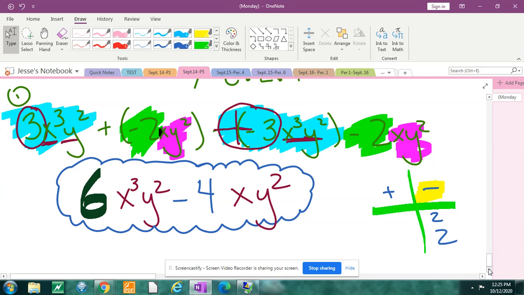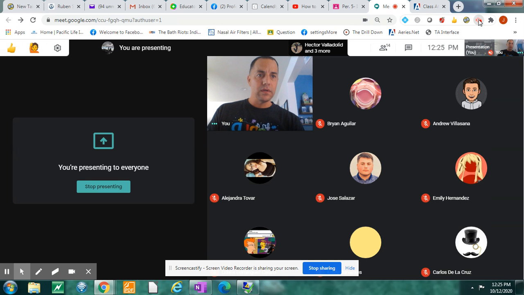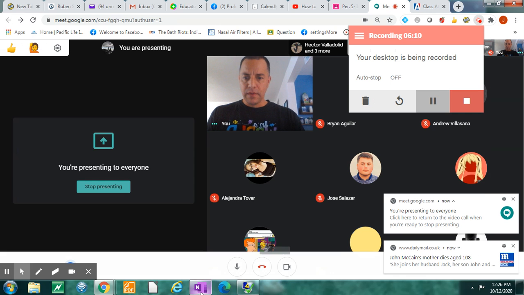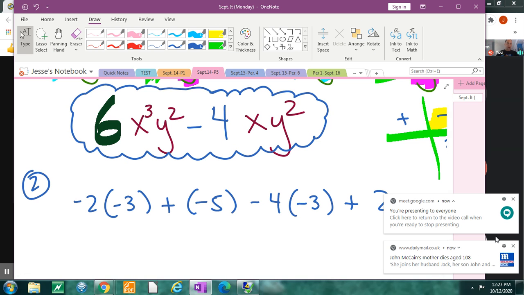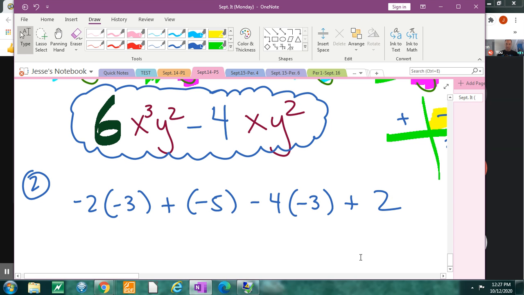So there's your answer, 6x cubed y squared minus 4xy squared. Okay? Cool? So far, so good? It's not that difficult. I'm going to go ahead and pause it so I could write the next problem. All right. Hold on. All right, here we go. Number 2.